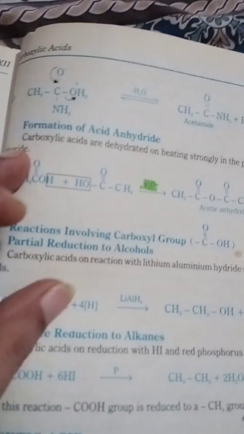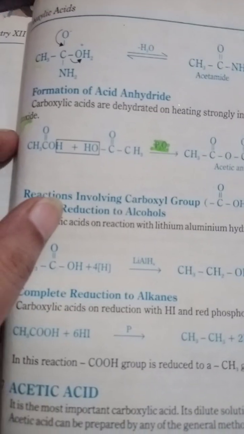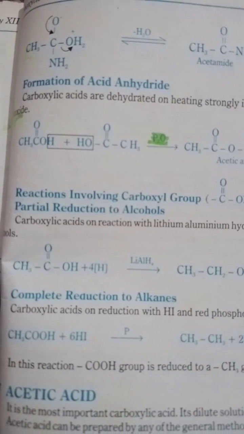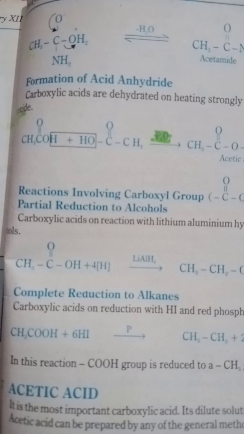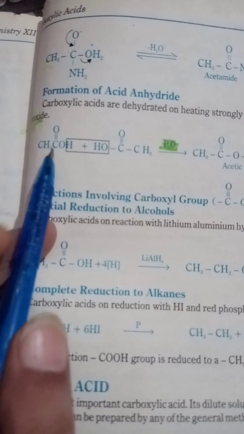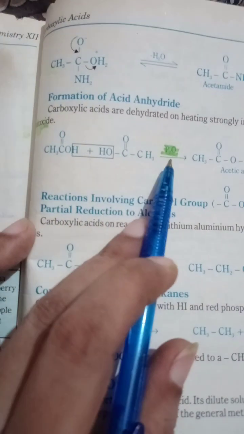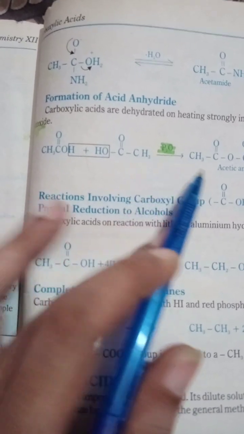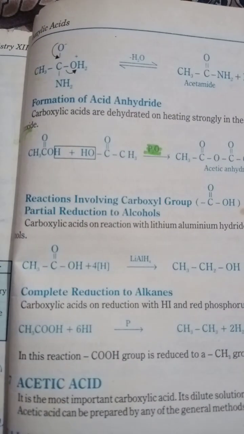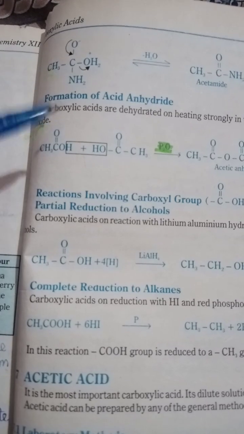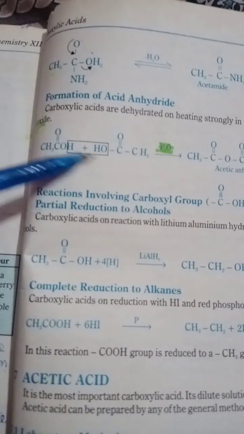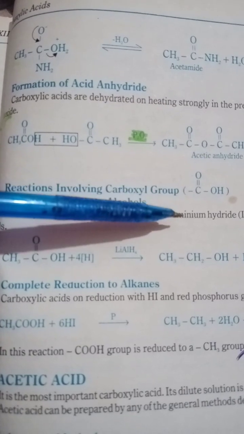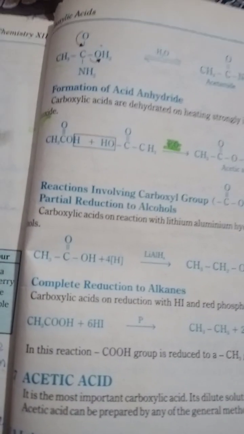Okay, and the formation of acid anhydride, whenever we are talking about it, as you know, whenever two carboxylic acids are combined together in the presence of P2O5, they will generate acetic anhydride, and here one water molecule will be generated, and acetic anhydride will be formed.